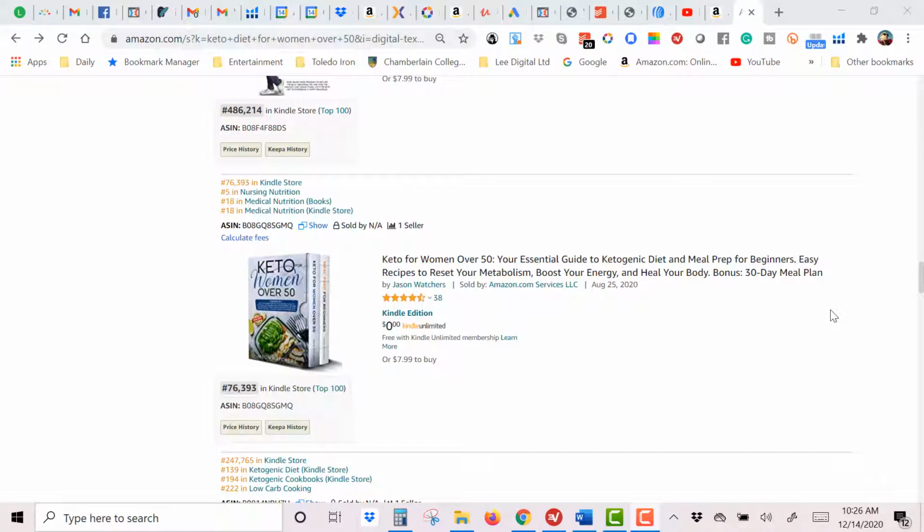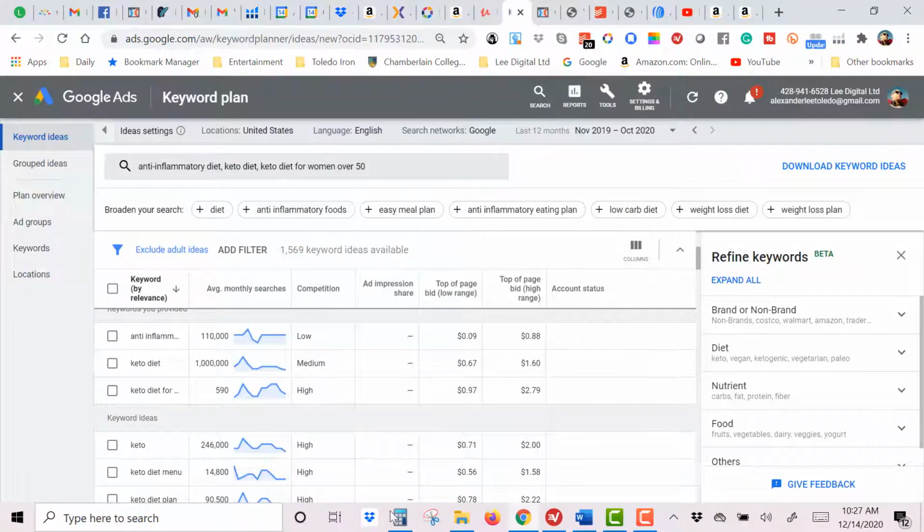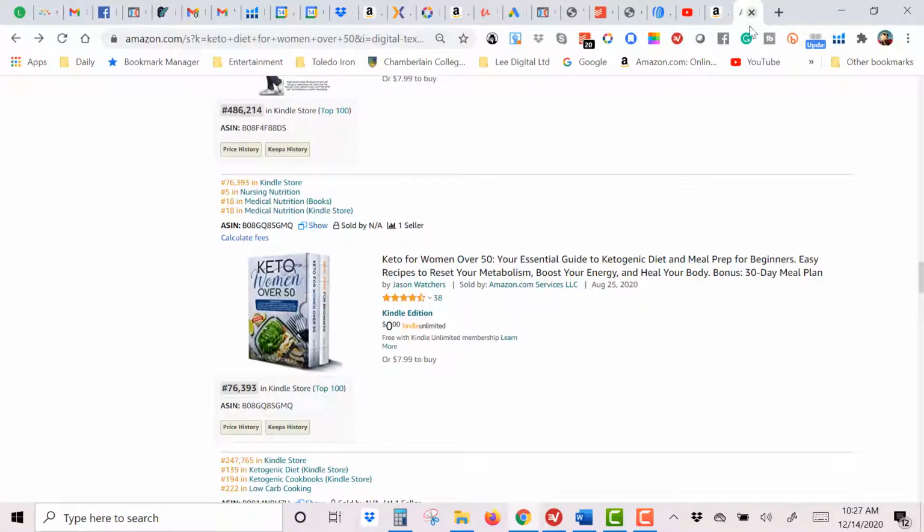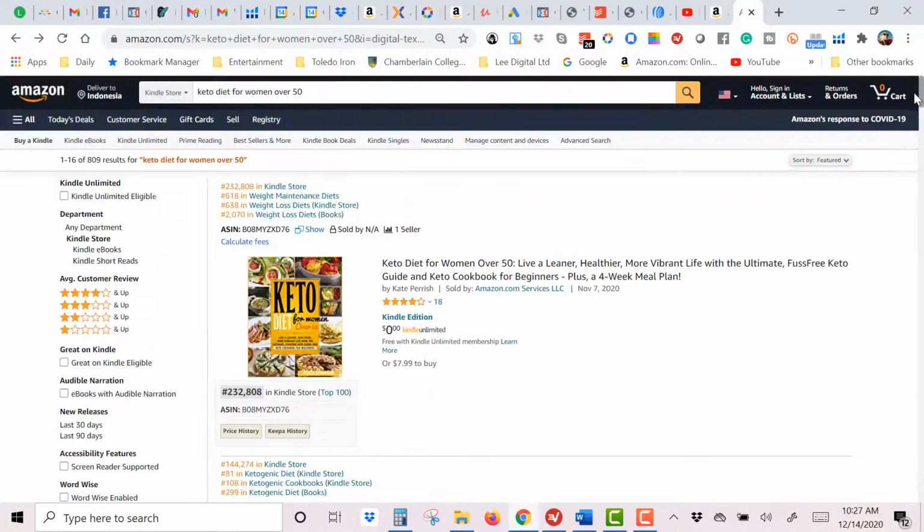All right, so let's look at an example now of keto diet for women over 50. We saw that the traffic for this keyword in Google is about 590. So the question becomes, do you want to get into this type of low traffic volume? So let's look at that with Helium, what that looks like.